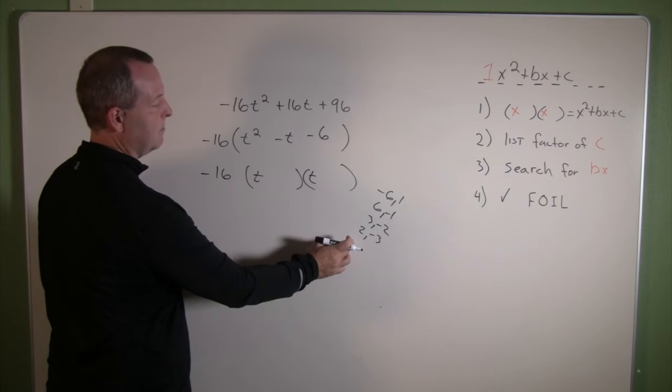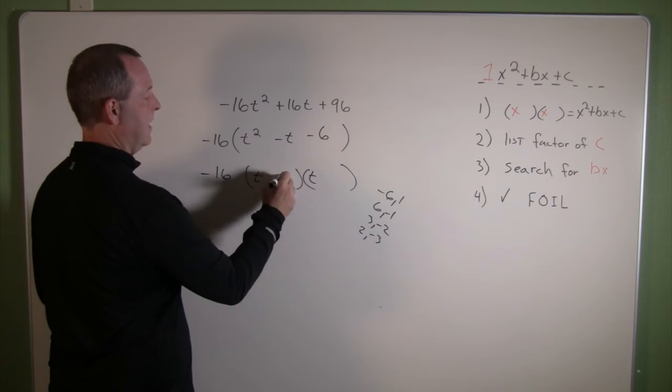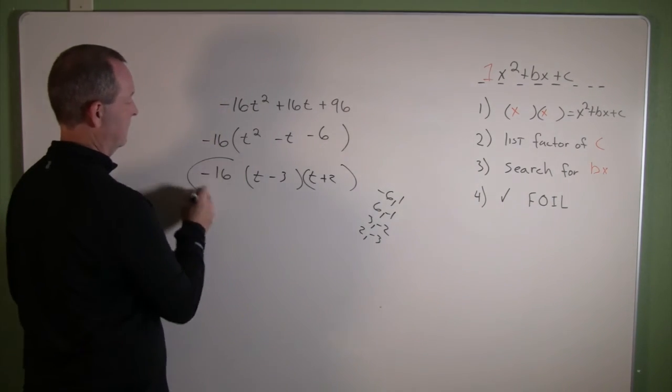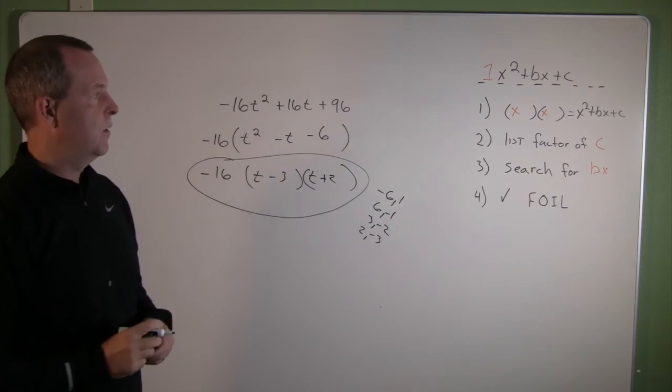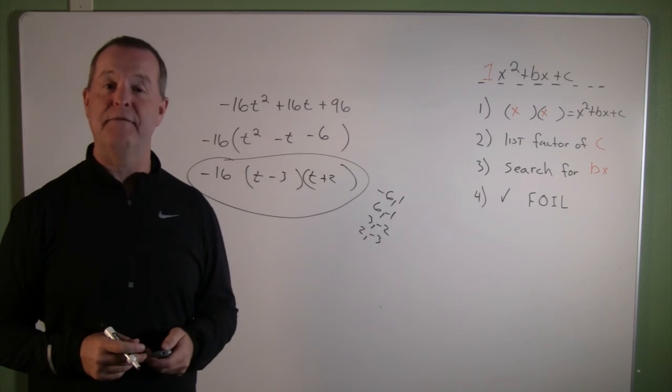So which one of these makes my negative t? Negative 3 and a positive 2. So there is that particular trinomial factored completely.